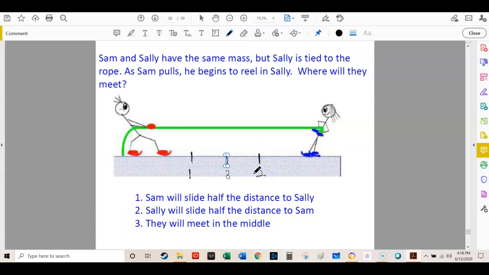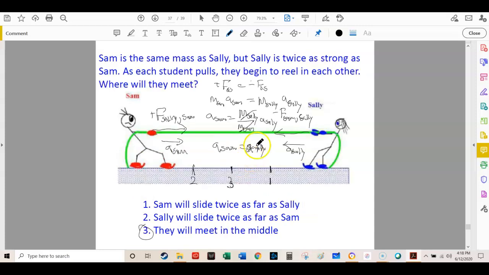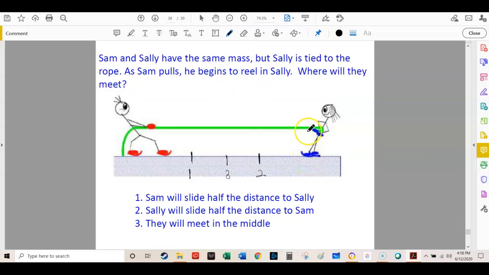So where will they meet if Sally now is choosing not to pull the rope? Before, just to remind you, she was twice as strong as Sam. That didn't matter. It was her mass that was important. Even though she's twice as strong as Sam, the forces are always equal and opposite. Well, now she's not pulling. She's got a rope tied to her. So what do you think? Please try it out.